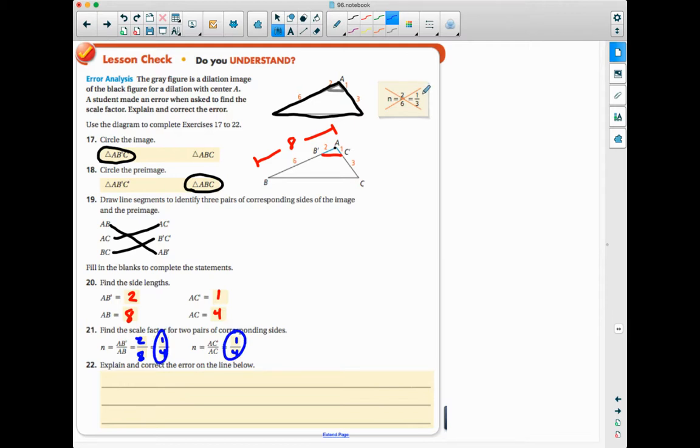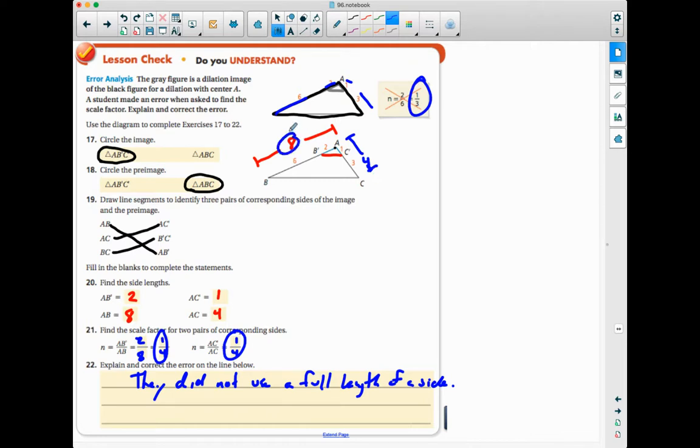So what is your friend's error? Your friend said it was 1/3. Okay, so they did the same thing that some of you probably did on that multiple choice problem a few problems ago. They did not use a full length of a side. What they did is they did 6/2, or excuse me, 2/6, and they did 1/3. But we know we have to use the whole side. This whole side here is 4. We got to use that whole side. Just like this one, the whole side is 8.